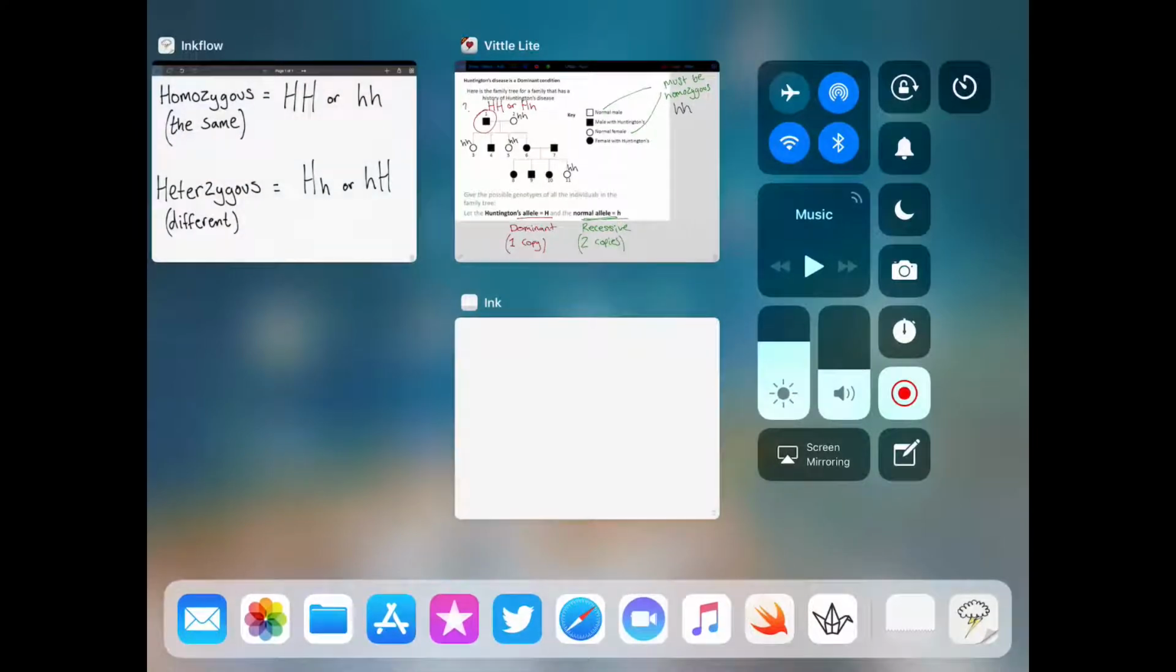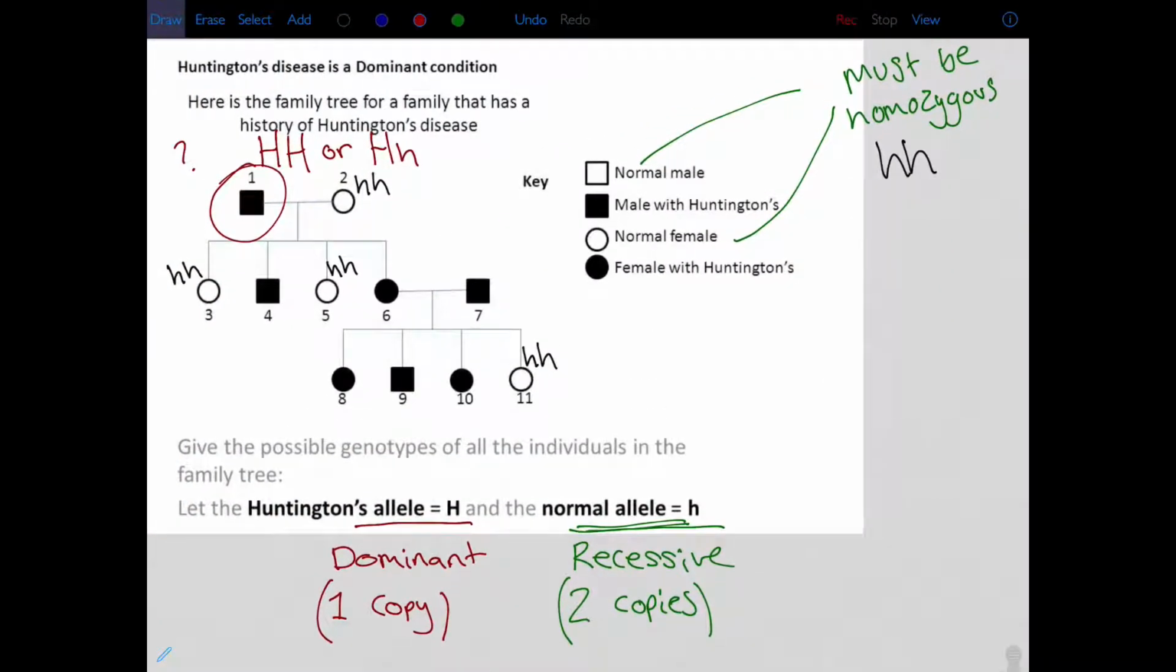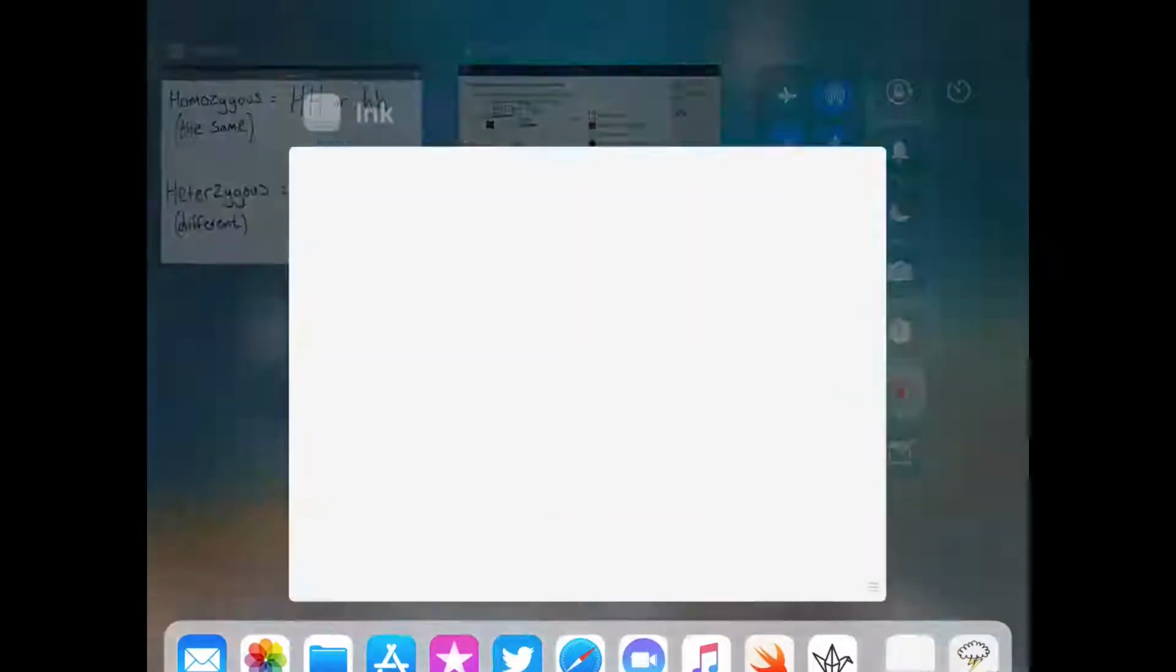So let's do a little bit of trial and error and see if we can work out what this person is. So let's pretend just for the second that they are homozygous dominant. They have capital H, capital H. Now we know the mother is homozygous recessive because she's got little h, little h.